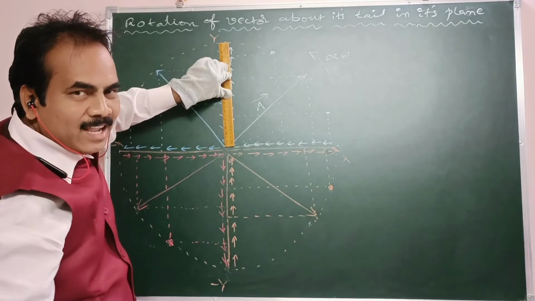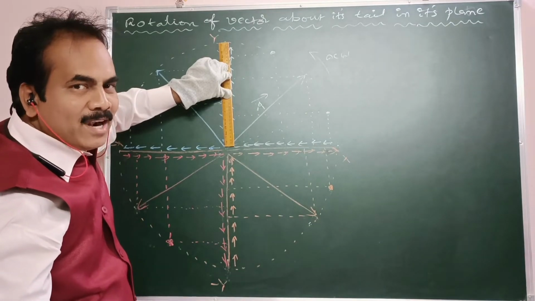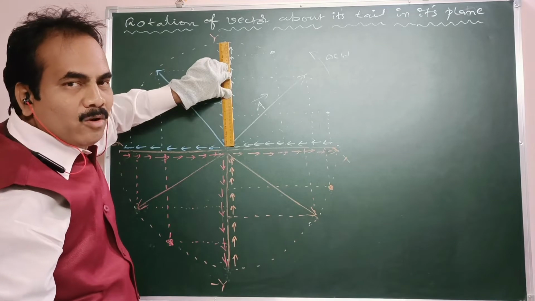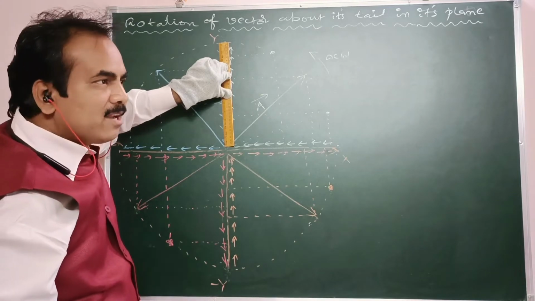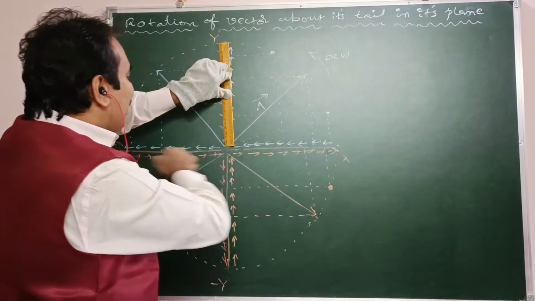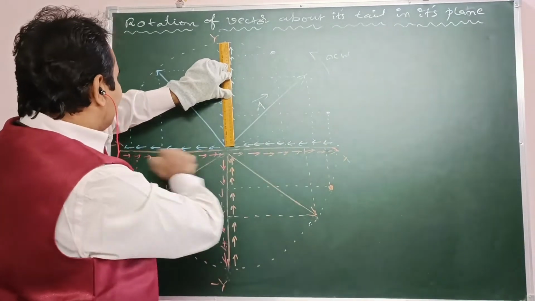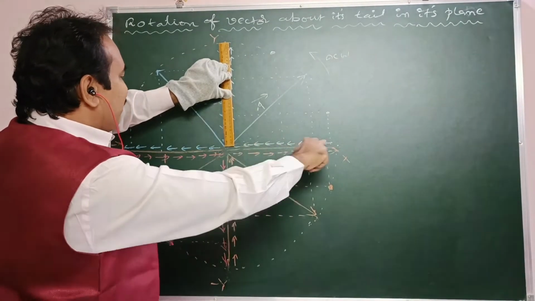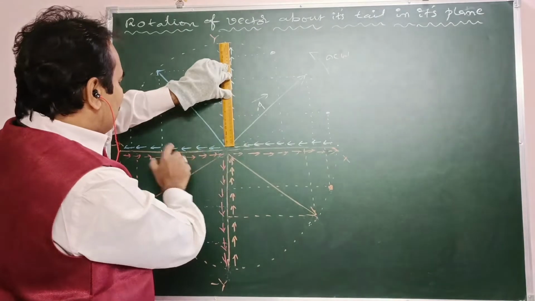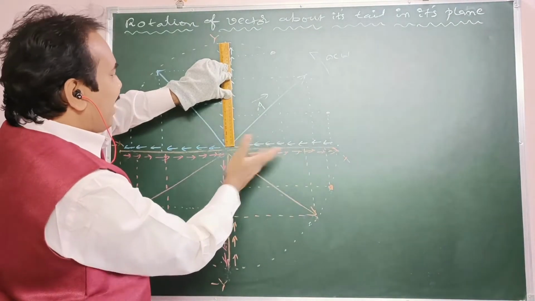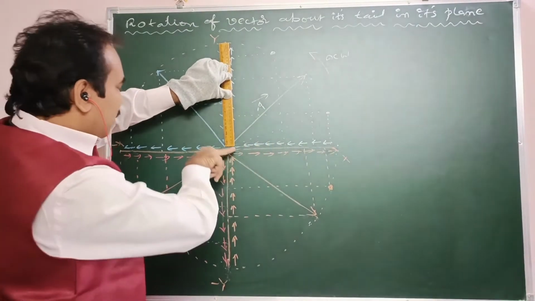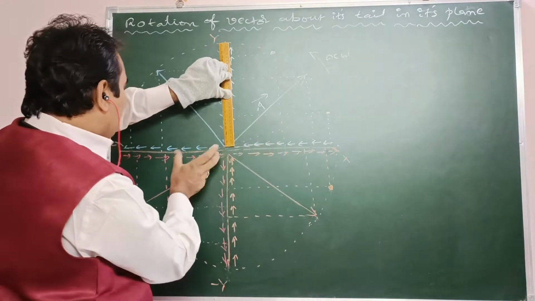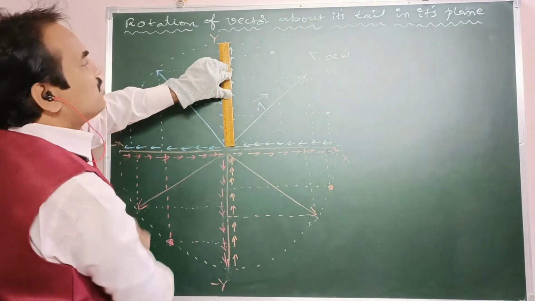Means no vector finds a component perpendicular to itself. Suppose this is the vector. This direction is perpendicular to the given vector. Therefore, it finds no component along x direction or negative x direction. Along positive x direction, x coordinate 0. Along negative x direction, also x coordinate 0.